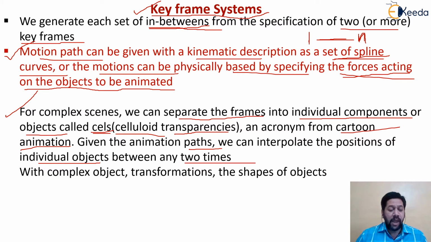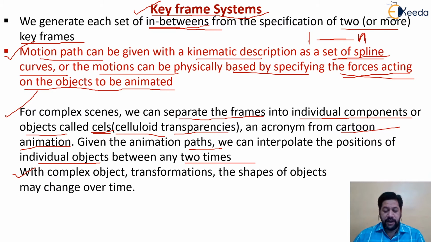Now with complex objects, during the transformations, the shapes of the object may change over time. This is very important. When I'm showing the animation, during the transformation, the shapes of the object may change over time. Suppose I'm throwing a ball; when the ball is bouncing the first time, I may find that the size of the ball is large.